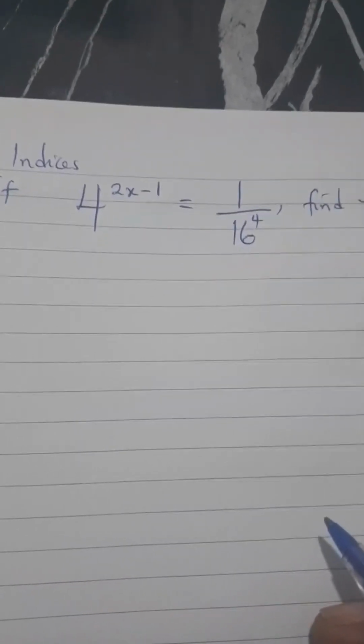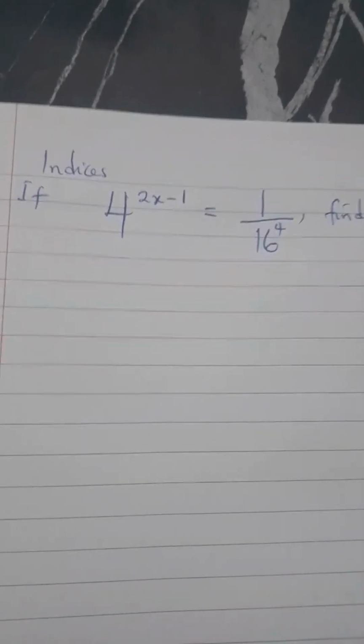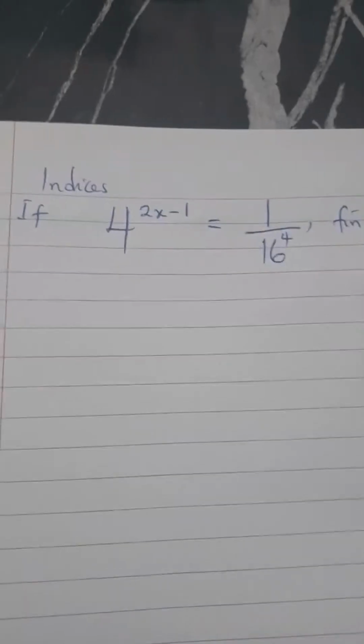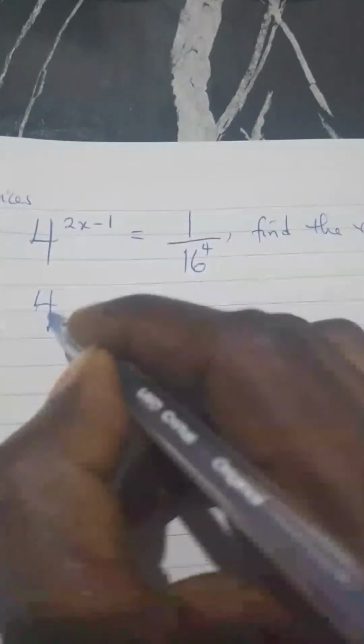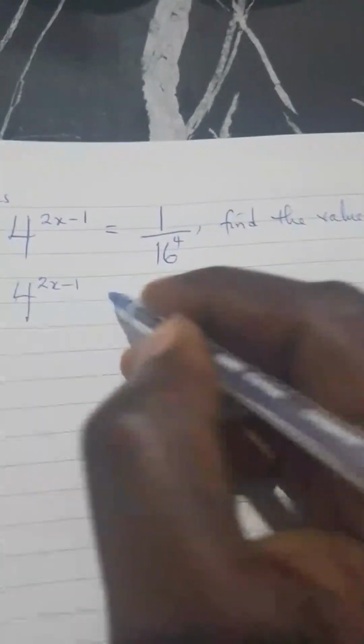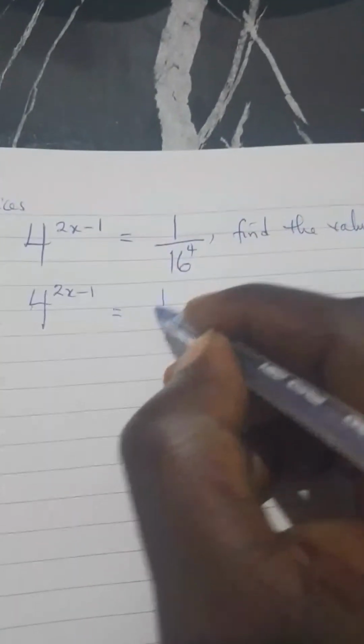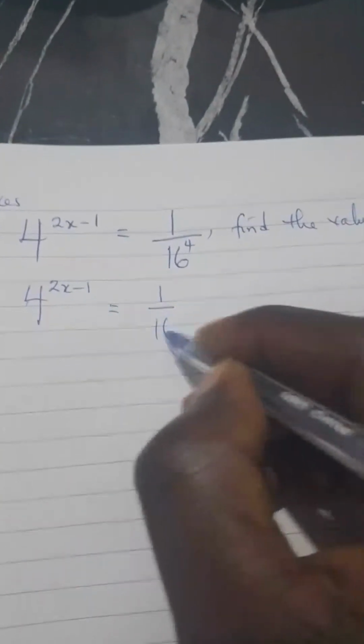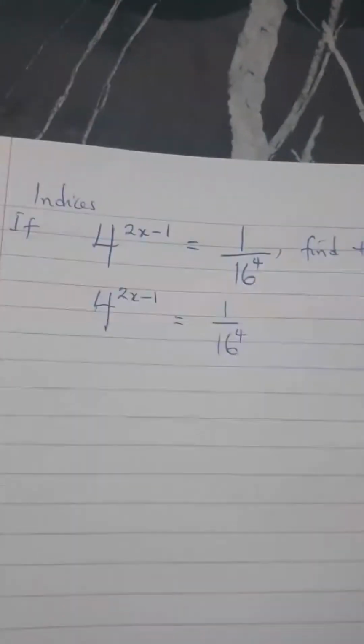Right, so let's look at what to do here. Now, with this one, we have 4 exponent 2x minus 1 equal to 1 on 16 exponent 4.